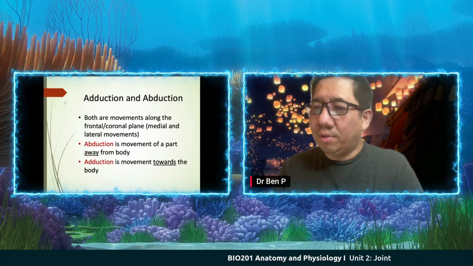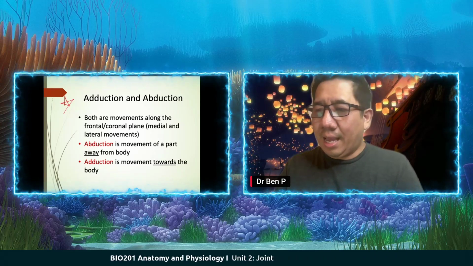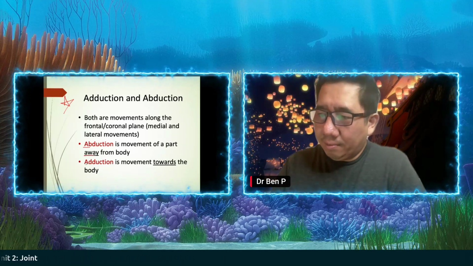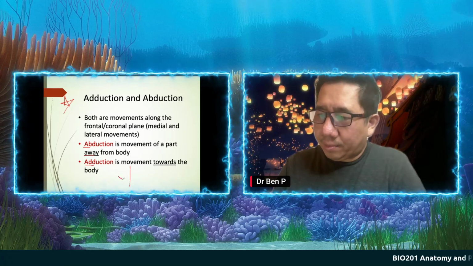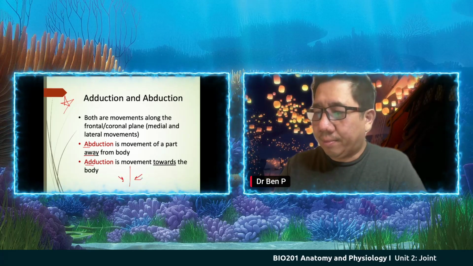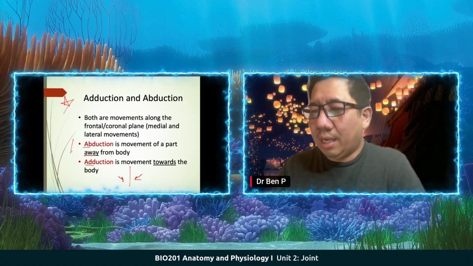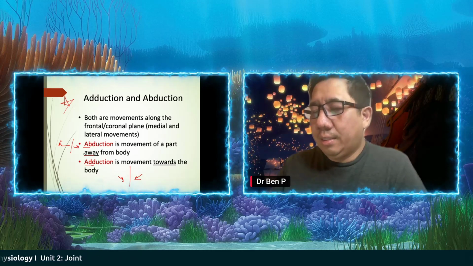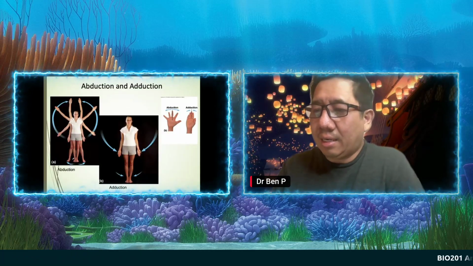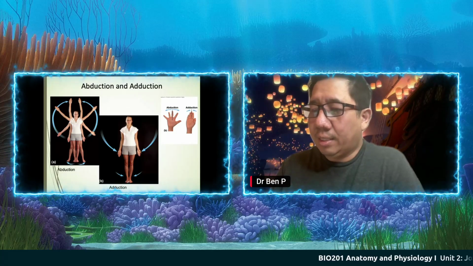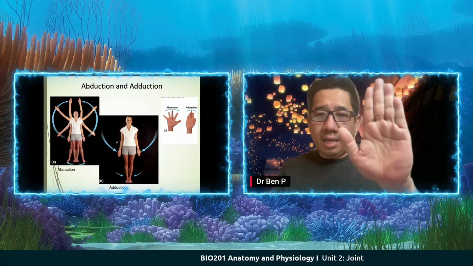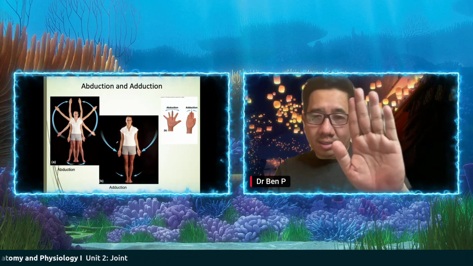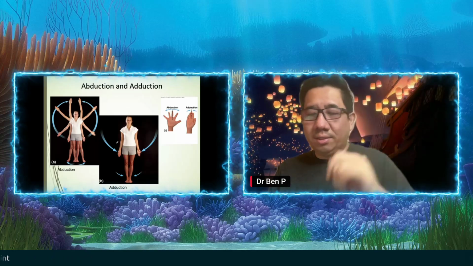Next terms you should know for your test are abduction and adduction. Abduction is away. Okay, AB is away. Adduction, you're adding toward the midline. So AB, away: you're moving away from the midline. You could have the adduction and abduction of your feet, the arm as well, even a hand. Abduction, adduction.